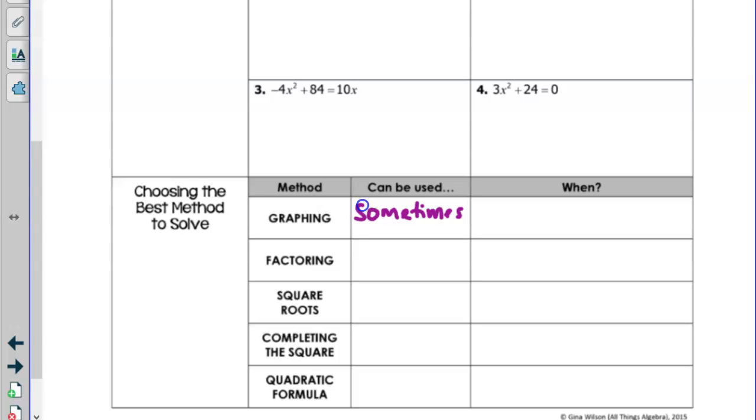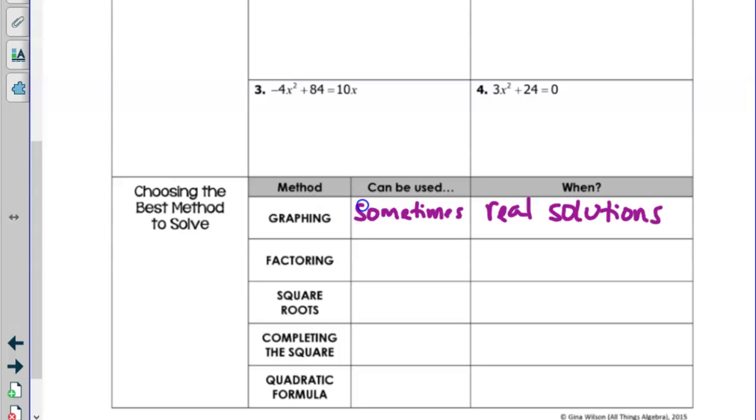Why would it not cross the x-axis? Ethan? When there's no curve. That would be a parabola though. It's imaginary, yeah. So if it's an imaginary solution, then you can't use it. So when can you use it for a real solution?